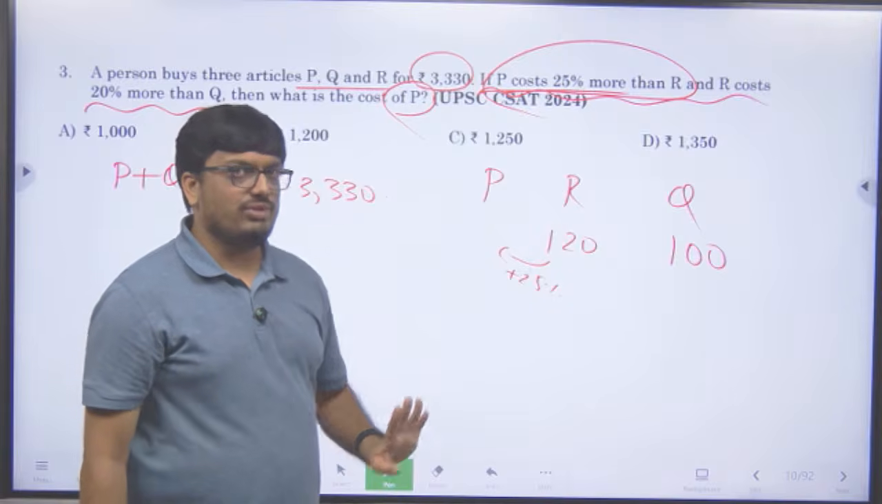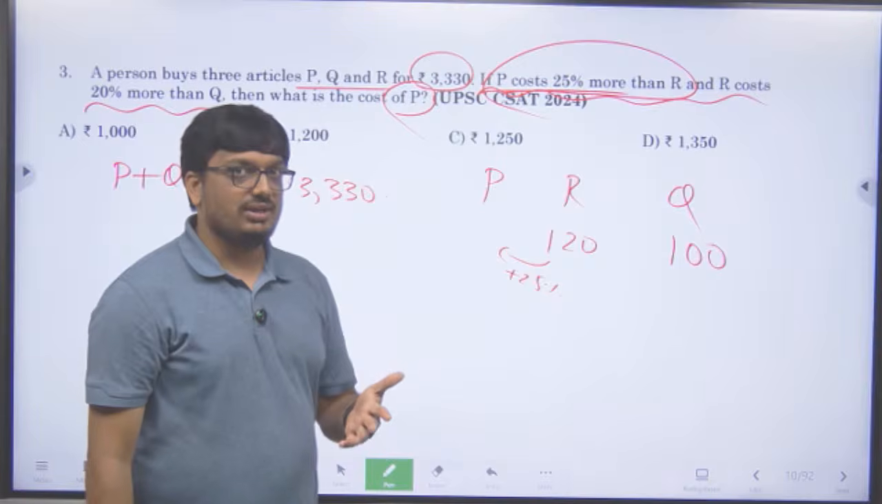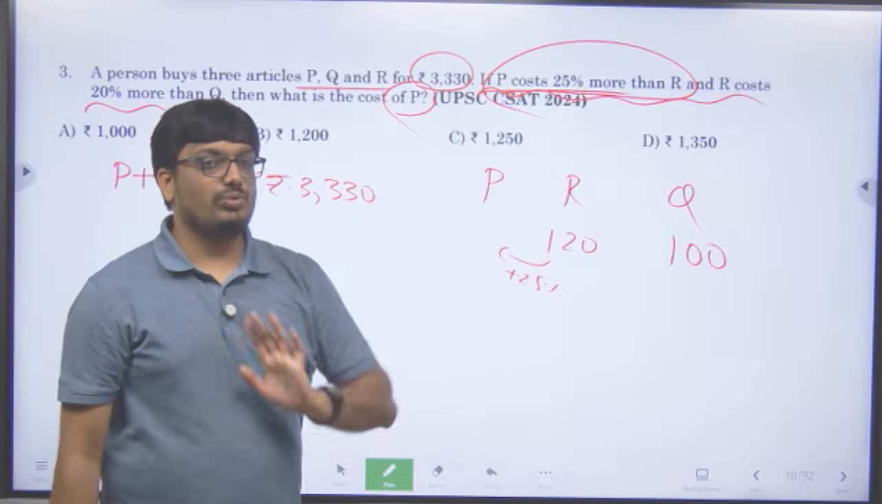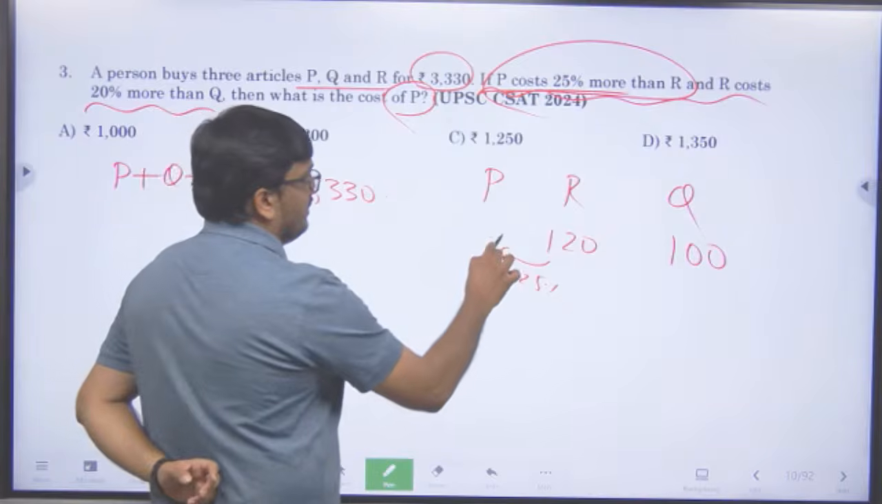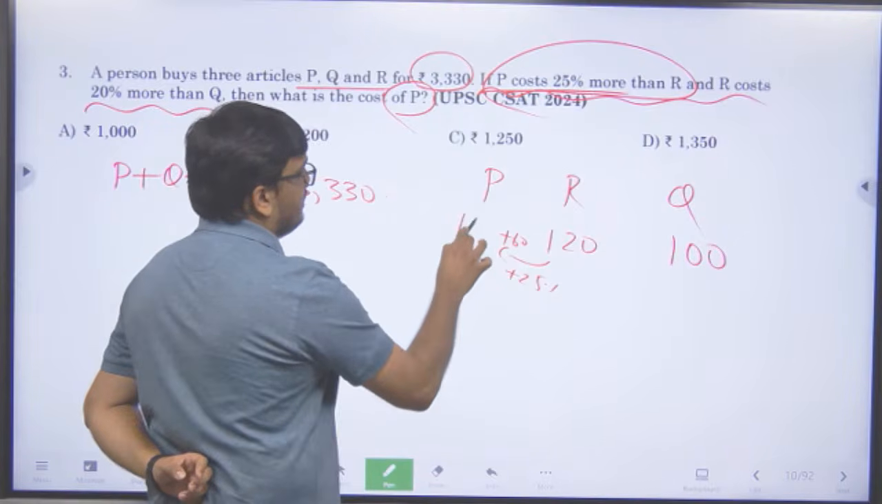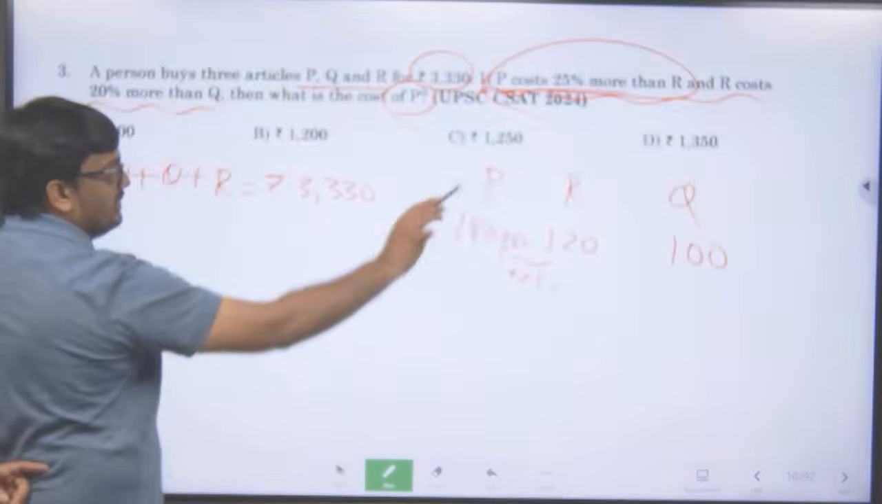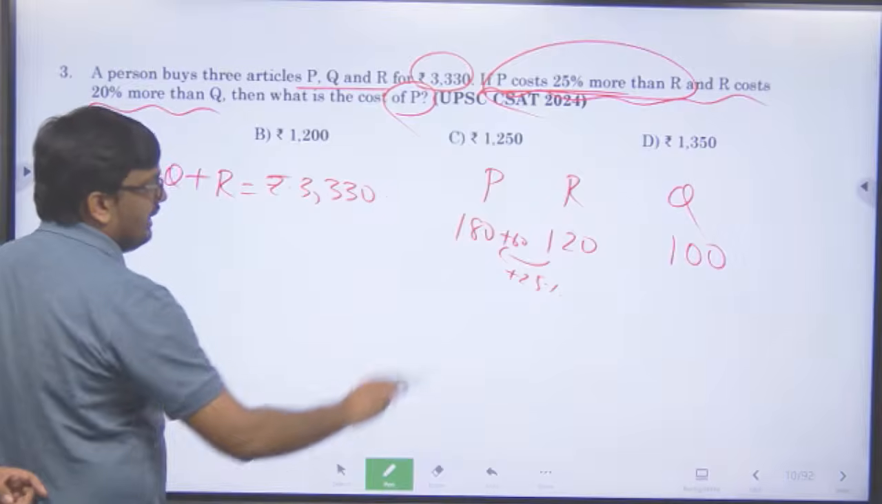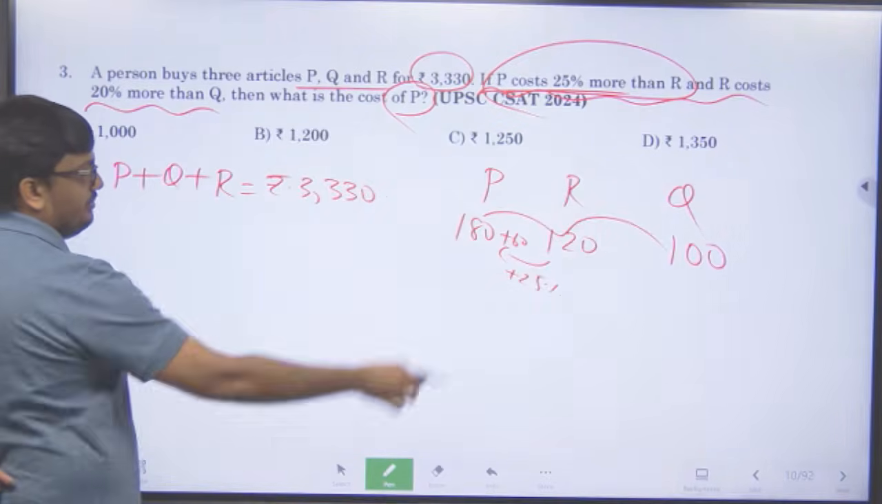What is 50% of 120? 50% of 120 means half of 120, that is 60. So 50% is 60. 25 means half of 50. Just add 60. 120 plus 60, that is 180. Value of P is 180. Value of Q is 100. Value of R is 120. Add all these three.